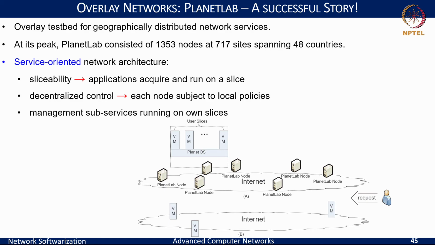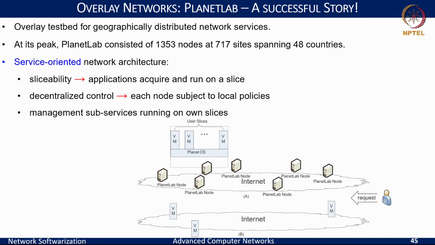And it also presented a way for decentralized control, wherein each node could be subject to different local policies and still be able to run all the network services. If we look at this, the underlying substrate was the physical internet, on top of which the PlanetLab overlay network was built, which included the various PlanetLab nodes, numbering 1,353 nodes across the world. Each PlanetLab node gave a virtualized environment on which you would have the hypervisor, the PlanetOS, running on top, and you could instantiate various virtual machines that constituted the user's slice on that PlanetLab node.